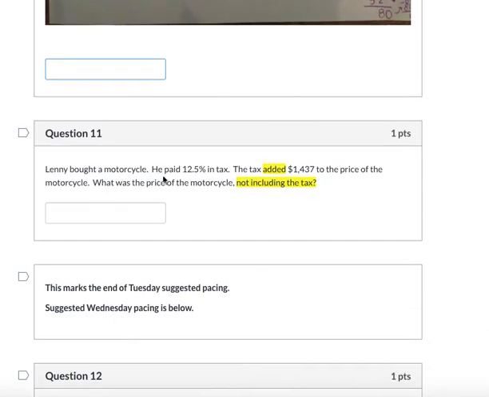Lenny bought a motorcycle, and he paid 12.5% in tax, and the tax added $1,437 to the price of the motorcycle. What was the price of the motorcycle not including tax? You have to think back to our tax increase that we did last week when you're setting up this proportion.